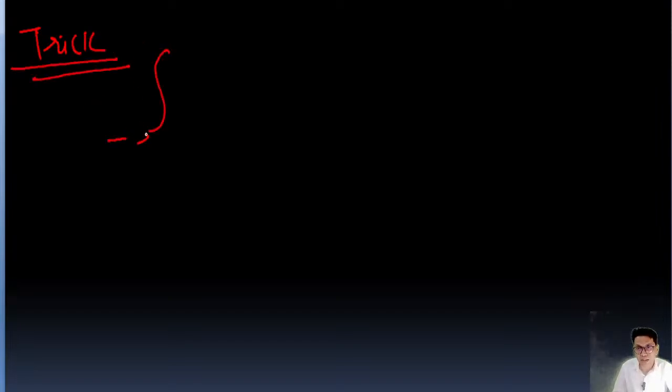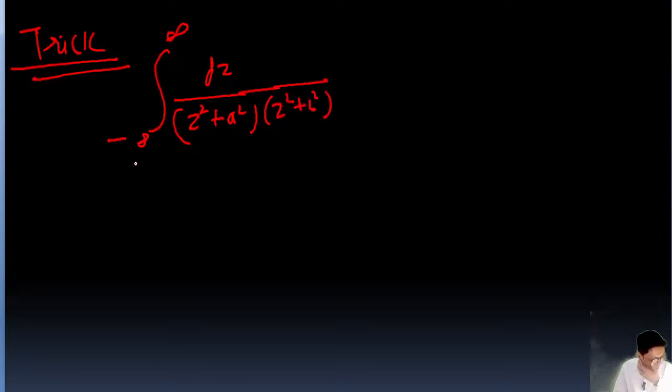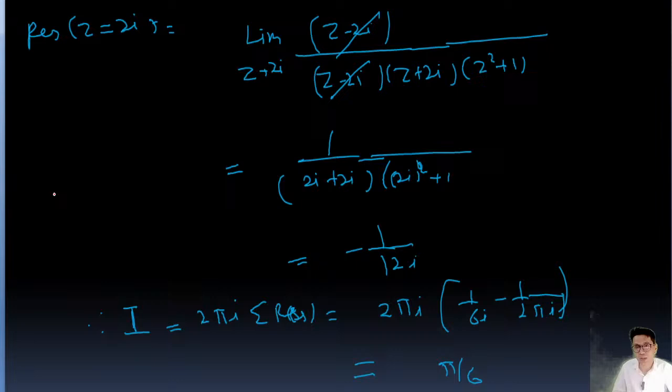The trick is, if we have the integral from minus infinity to plus infinity of dz upon (z square plus a square) into (z square plus b square), right? The value directly is going to be pi upon ab into (a plus b). So the same question, we can solve this by trick.